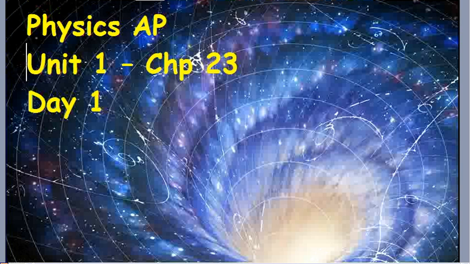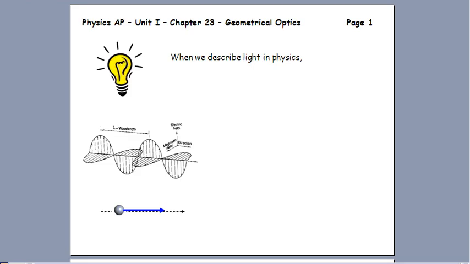This video is the first video. It's day one for the first unit of our Physics AP course. It's actually chapter 23 in the text, the unit on geometrical optics. And we're going to be working through this booklet here. It's about 28 pages long.